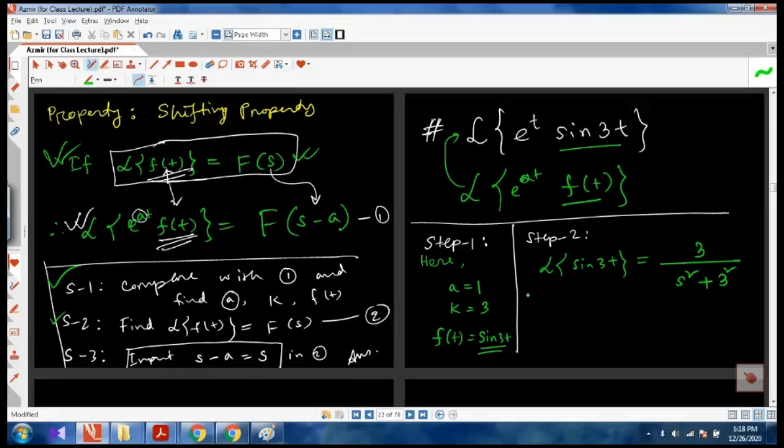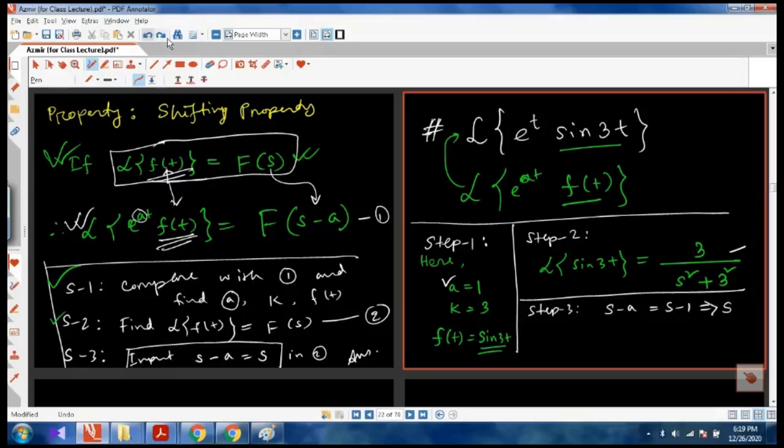Step 3. What do we have to do in step 3? Inputting s minus a, where there is s. So s minus a. Here a means s minus 1. So in the place of s, let's say this is equation 2, or no need to give any equation number.